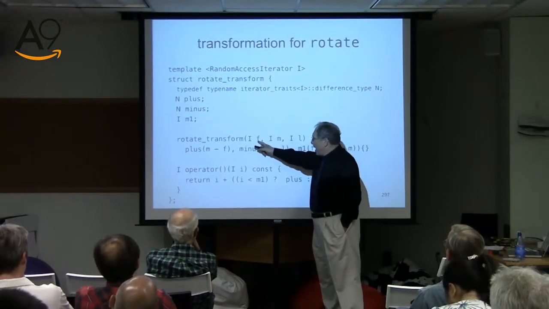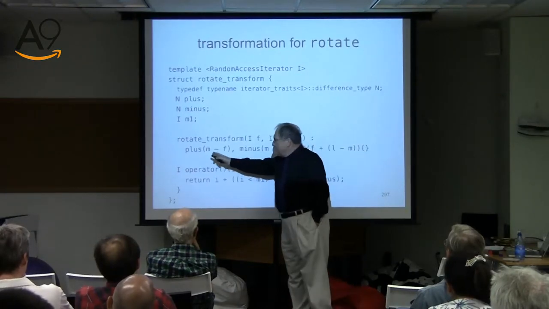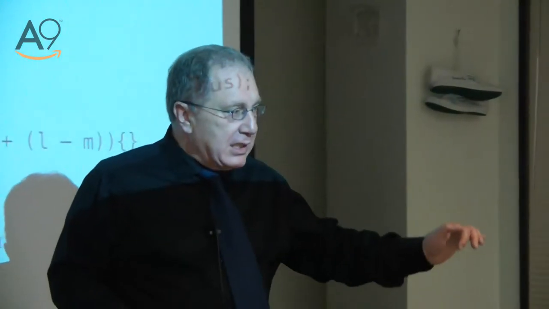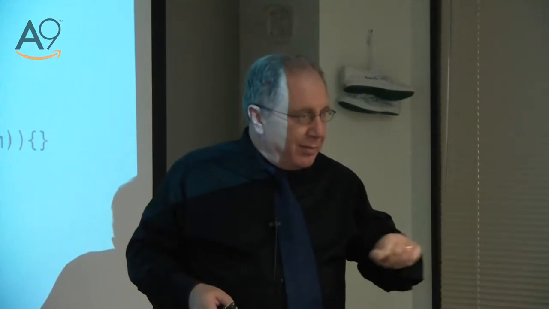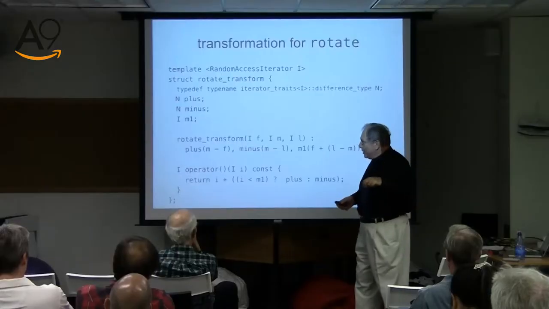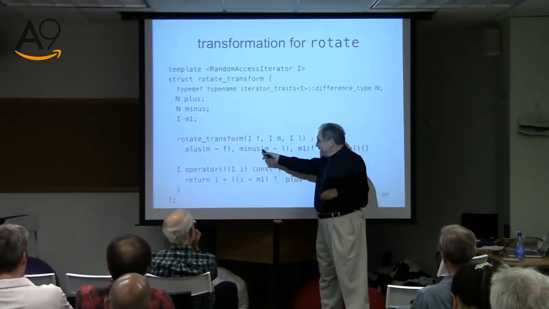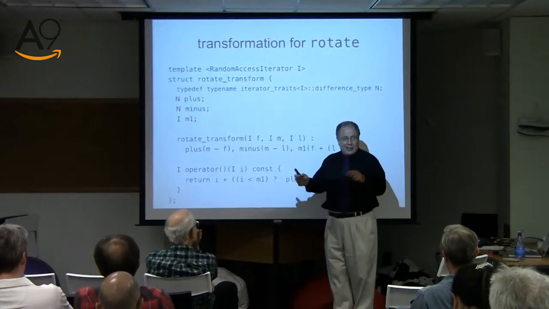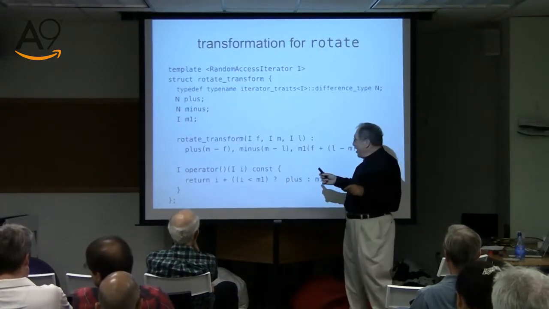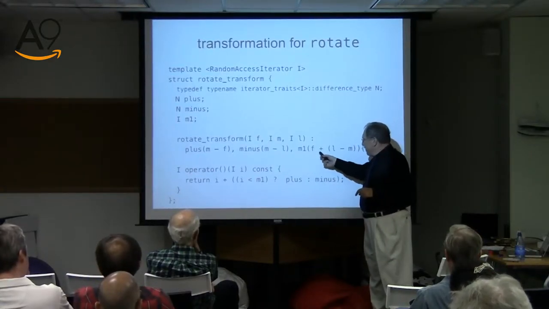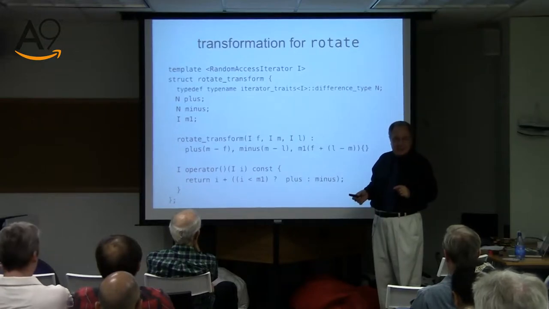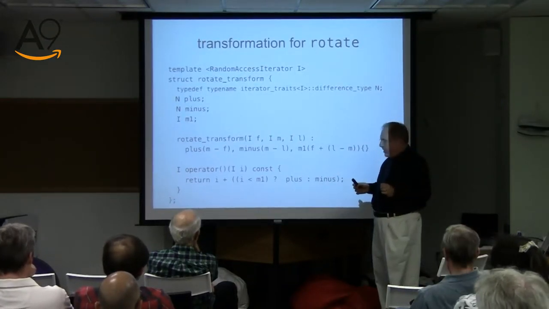So when I'm constructing, give me F, M, and L. And plus is M minus F. That's where the guy who goes into position zero comes from, the position M minus F, and so on. The minus is M minus L, you're going back. And M1 is F plus L minus M, as we discussed. This starts the machine.